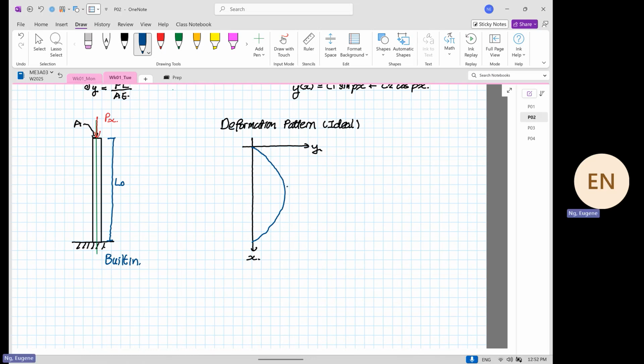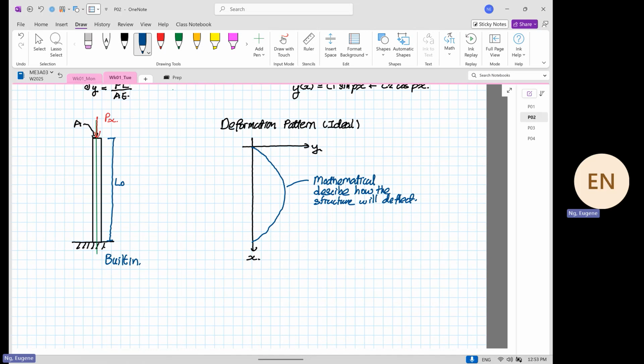So this over here is a mathematical description of how the structure will deflect. Okay, it's a mathematical description.